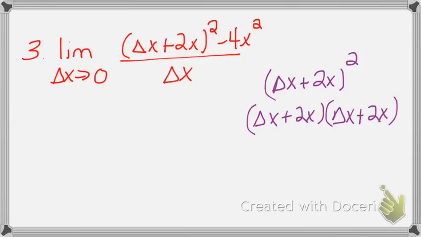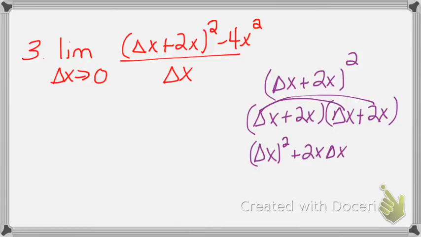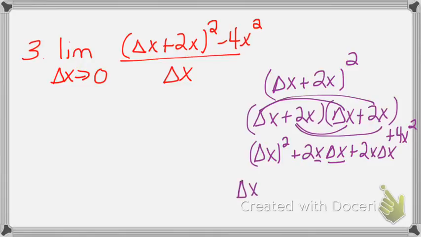So we'd start off with delta x times delta x, which is delta x squared. It's not delta squared x squared, just leave it as delta x squared. 2x and delta x is 2x delta x. It's not 2 delta x squared. These are two different variables, so you cannot combine them. So then you get another 2x delta x, and then the last is 4x squared. So that leaves me with delta x squared plus 4x delta x plus 4x squared.